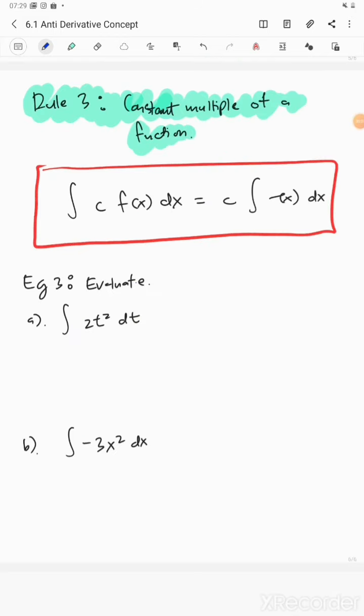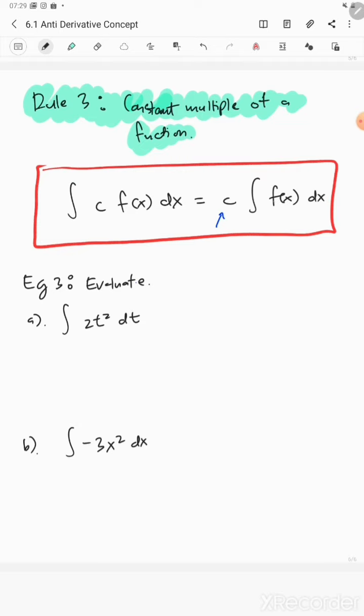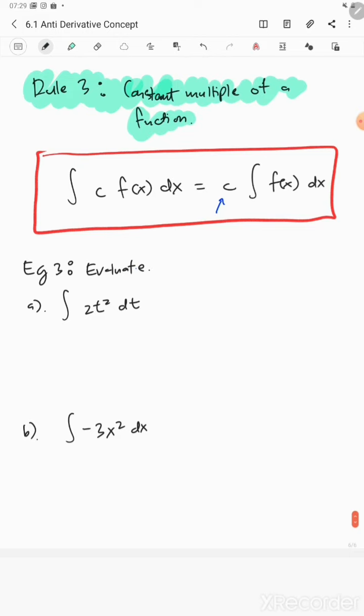Now rule number 3, constant multiple of a function. We have the pattern like this: the integral of c f(x) dx. Let's say we have a constant multiplied by a function here. What we have to do is apply the same concept as in differentiation, where we take c outside and only integrate the function f(x) dx. Now we apply the formula in example 3. The question is the integral of 2t.